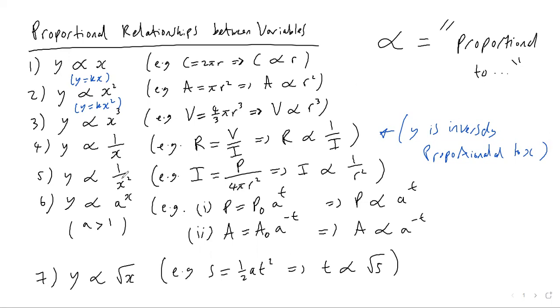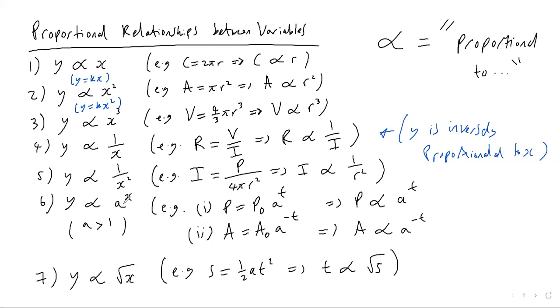Then example number 5: y is proportional to 1 over x squared. An example of this could be another physics formula, intensity. So intensity is equal to power divided by 4 pi r squared. Let's just say that power is a fixed number. That means intensity is proportional to 1 over r squared with our constant P over 4 pi. But we'll come on to this in a minute. We'll go through all of these examples in detail in a second.